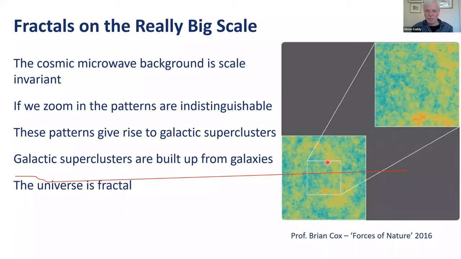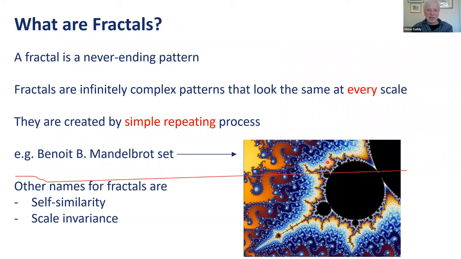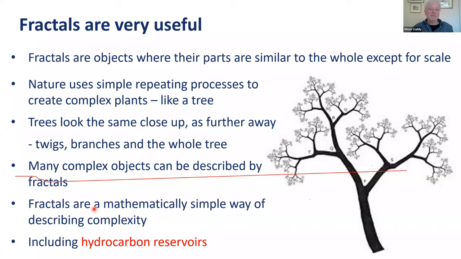So what are fractals again? It's a never-ending pattern. There are infinitely complex patterns which look the same on every scale, and they're created by a simple repeating pattern. Maybe you've heard of the Mandelbrot set. There is a very beautiful picture. It's a repeating pattern. Other names for fractals are self-similarity or scale invariance. Now, they're very useful in reservoir modeling. The parts are very similar to the whole. And we see this everywhere.